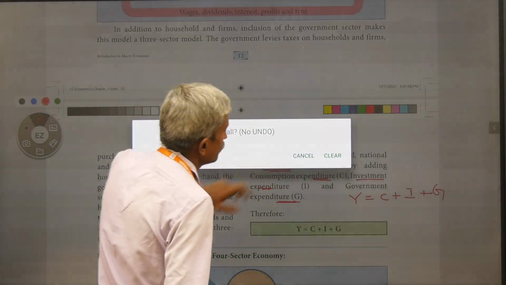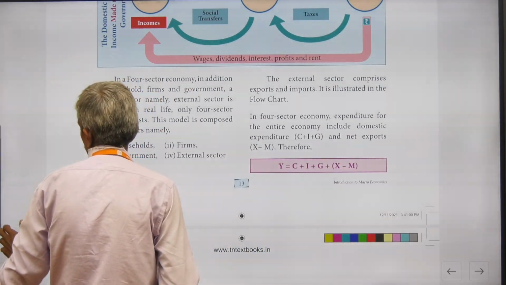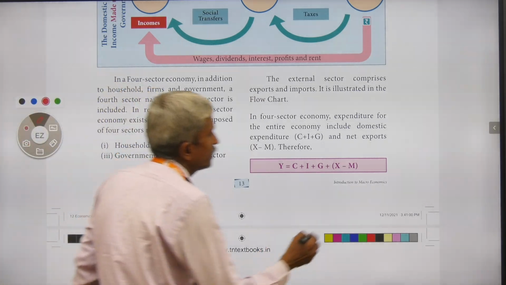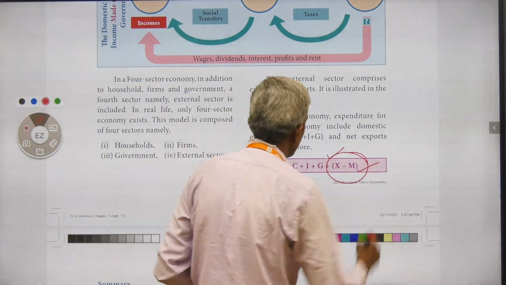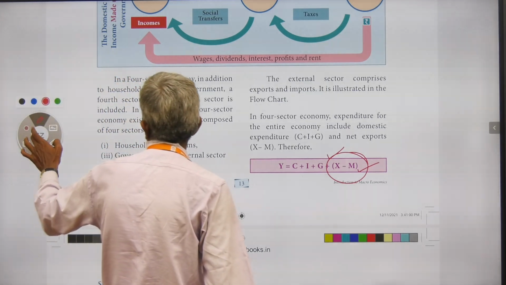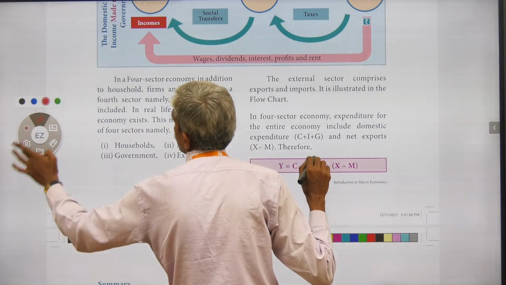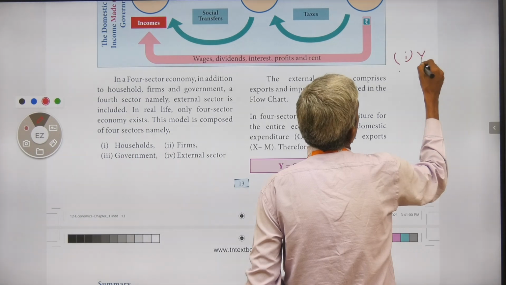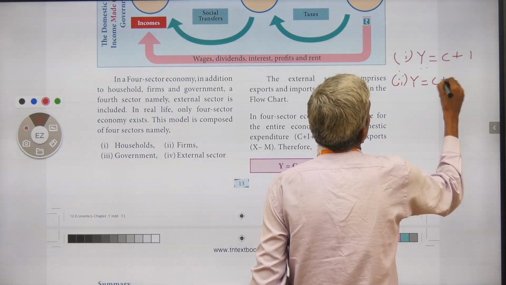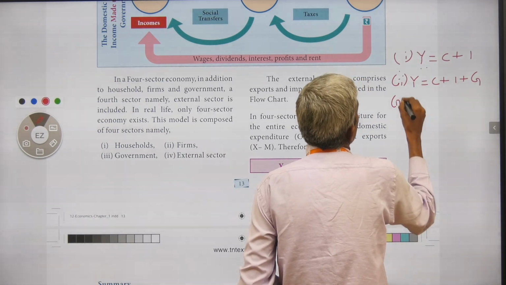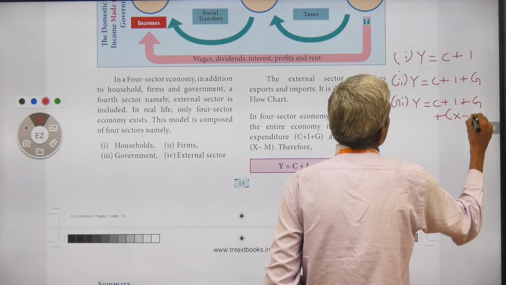Okay. In the same way, we have to write one more. We need to include one more term under the 4-sector model, that is the sector including export and import. So X minus M we need to refer to. X refers to export and M refers to import. That is the formula we have to write. Formula number 1. Under the 2-sector model, the formula is Y equal to C plus I. Under the 3-sector model, Y equal to C plus I plus G. Under the 4-sector model, Y equal to C plus I plus G plus X minus M.